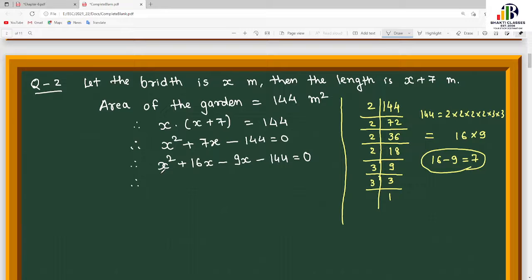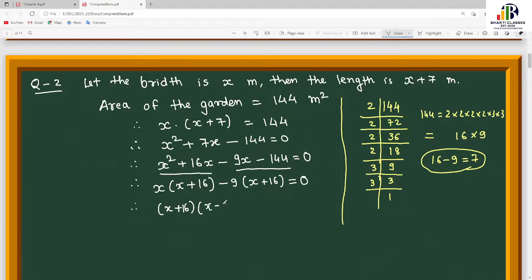Therefore, from the first two terms I am taking x common, so I will have x plus 16 in the bracket. From the second two terms I am taking minus 9 common, so I will have x plus 16 in the bracket, which is equal to 0. So when I am taking x plus 16 common, I have x minus 9 remaining in the other bracket.